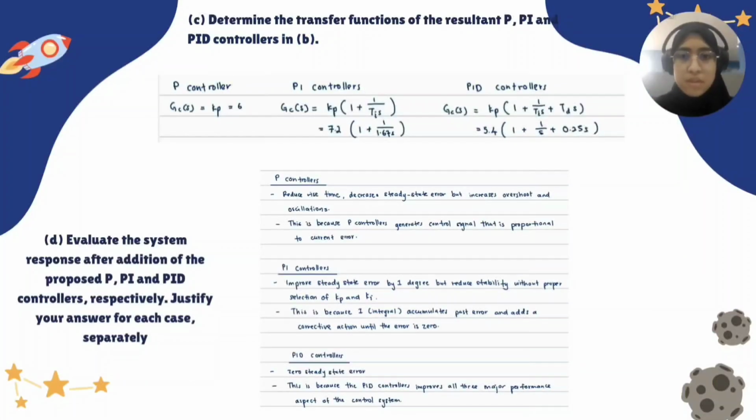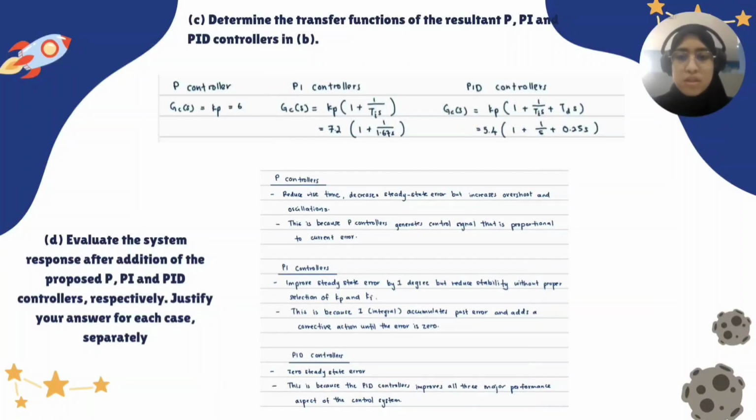For question C, we determine the transfer function of the resulting P, PI, and PID controllers. The values we got in question B, we insert into the formulas. For the P controller, the formula is Gc equals Kp, which is 6. For the PI controller, Gc equals Kp times 1 plus 1 over Ti s, which gives 7.2 times 1 plus 1 over 1.67s. For the PID controller, the formula is Gc equals Kp times 1 plus 1 over Ti s plus Td s, which gives 5.4 times 1 plus 1 over s plus 0.25s.